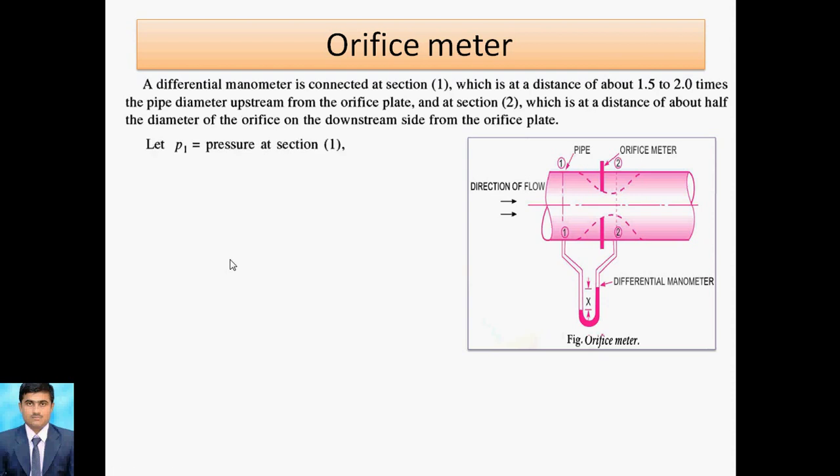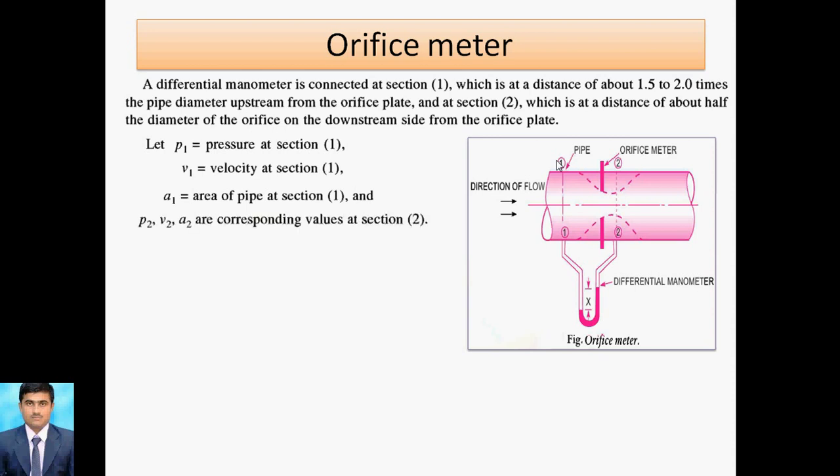Now we know the pressure P1 at section 1. This is section 1 here. So we'll discuss section 1 first, after that we discuss section 2. In section 1, P1 is the pressure at section 1, V1 is the velocity at section 1, and A1, that is small a1, is the area of the pipe.